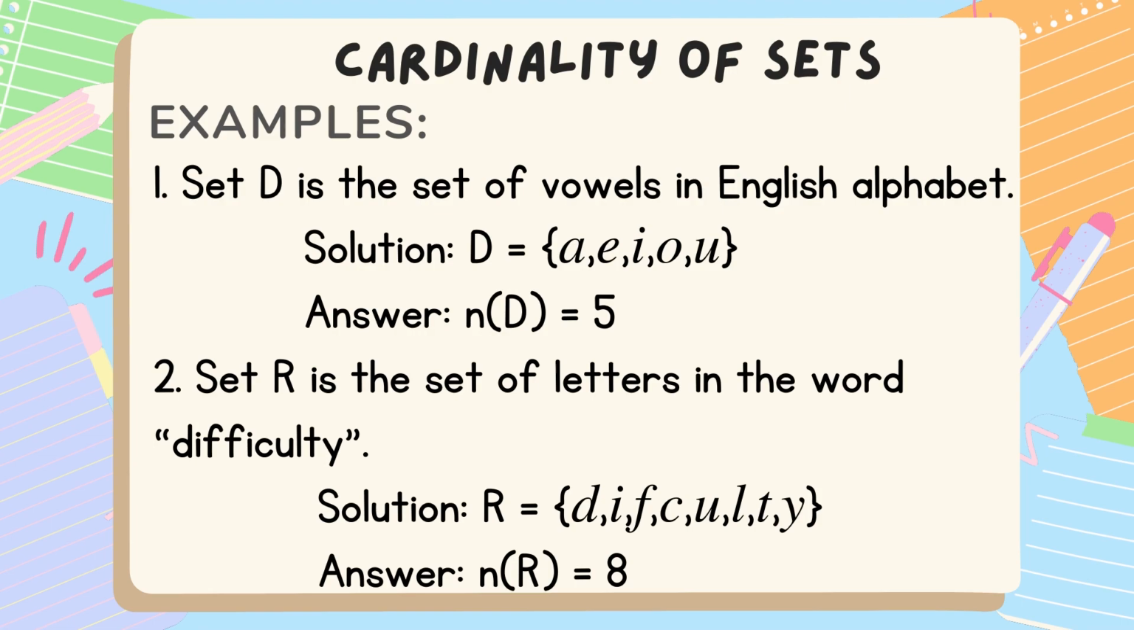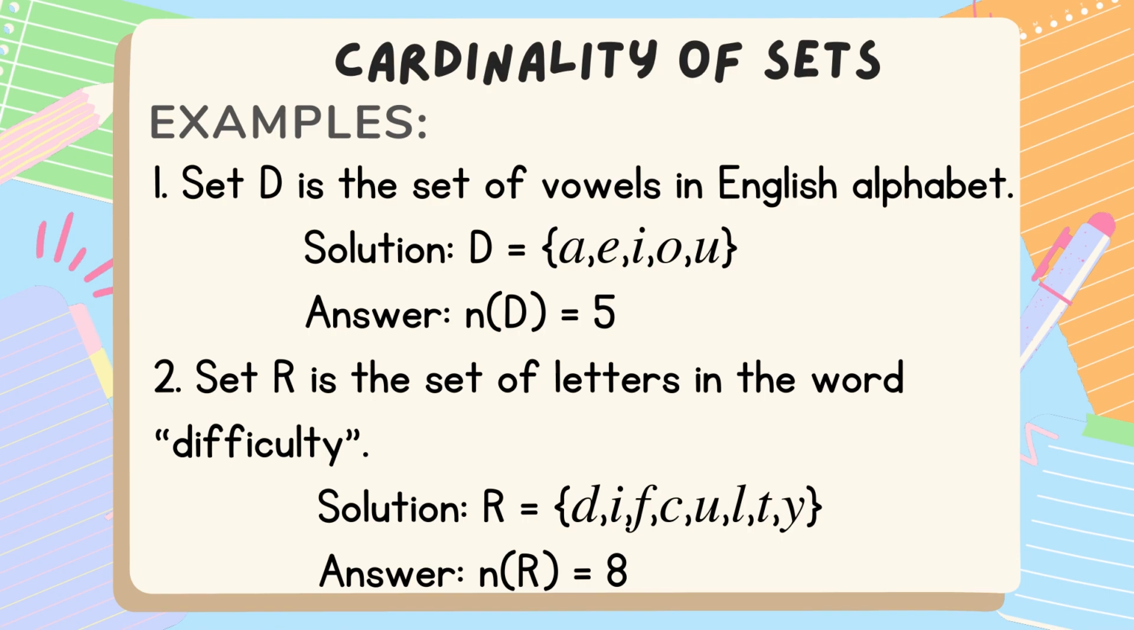For the first example, the set of vowels in the English alphabet, the elements of set D are A, E, I, O, and U. Let us count the elements. 1, 2, 3, 4, and 5. Therefore, the cardinality is 5.